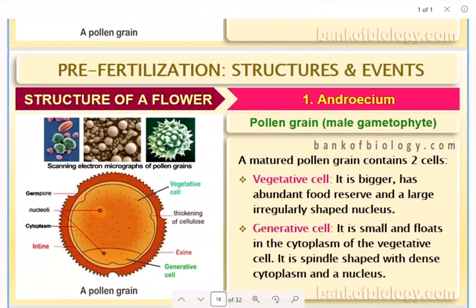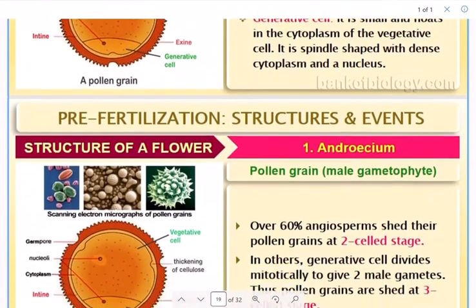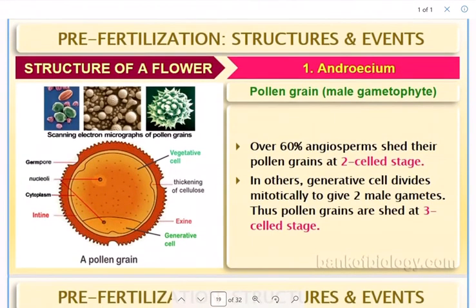And further, on maturity, a matured pollen grain contains two cells, as you are seeing, vegetative cell and generative cell. Vegetative cell is very big, as you are seeing. It has abundant food reserves and a large irregularly shaped nucleus. Whereas generative cell, as the name suggests, is reproductive in nature. It is small, it floats in the cytoplasm of the vegetative cell, and it is spindle shaped with a dense cytoplasm and nucleus. Nucleus is very predominant.